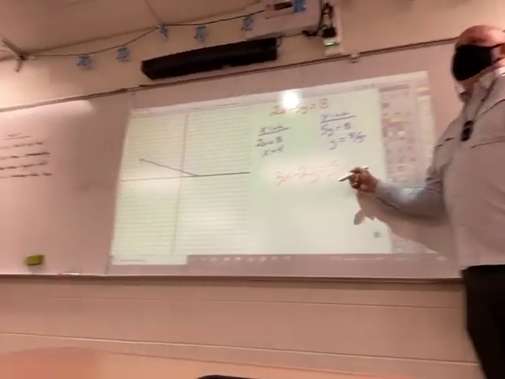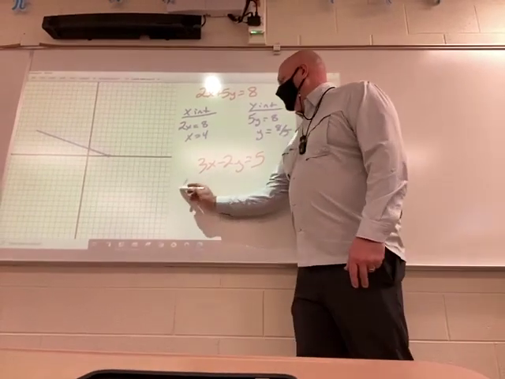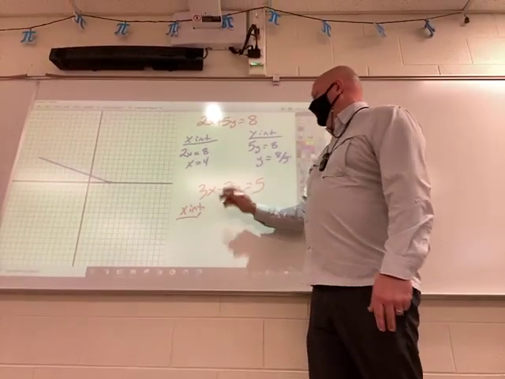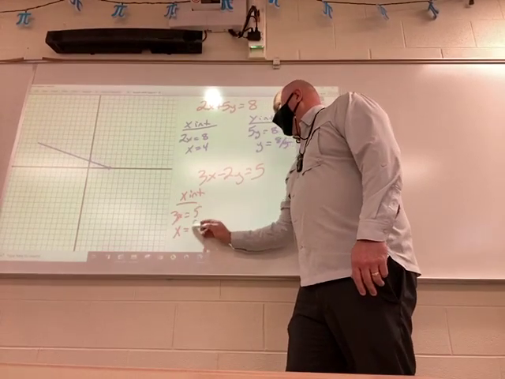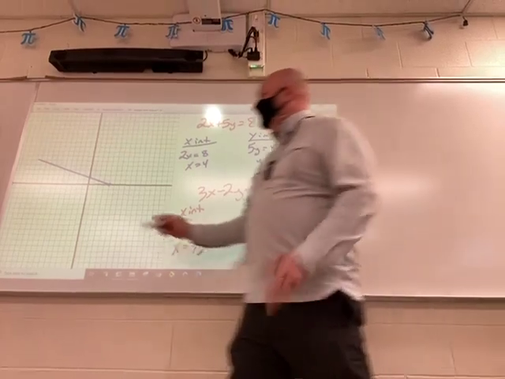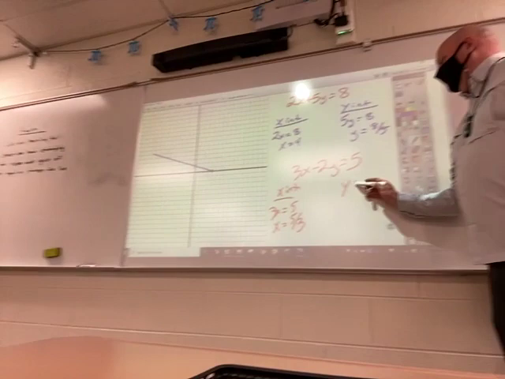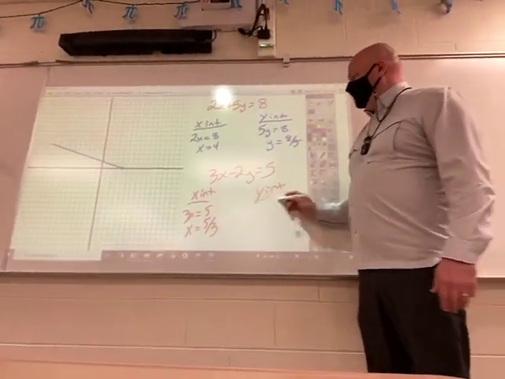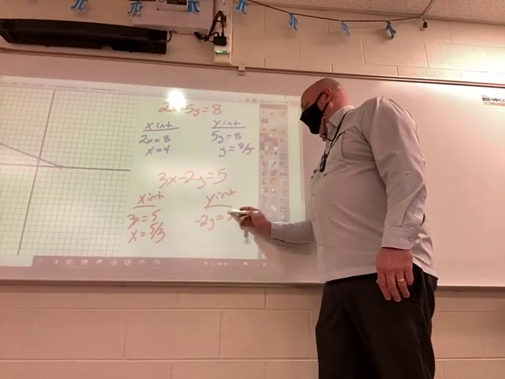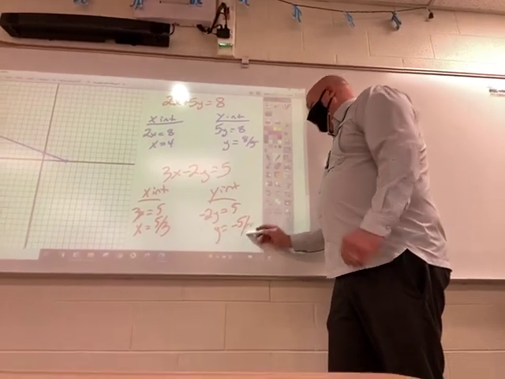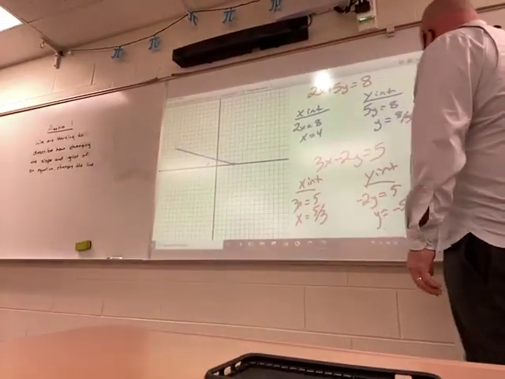And I can do the same thing for this. How do you find the x-intercept? Well, the x-intercept, the y becomes 0, so you get 3x equals 5. So x equals 5/3, which is like 1.6 repeating. So it's like somewhere in there. And then my y-intercept, I can do the same thing. Find the x is 0, so you get negative 2y equals 5, so y equals negative 5/2, which is like negative 2.5. So over here somewhere, and I can draw that line.